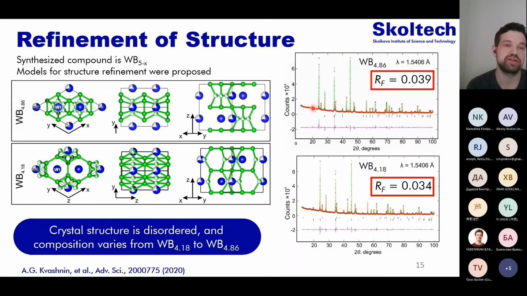we propose several models of tungsten boron 5 minus X compound, which have the compositions and structures shown here. So the compositions are tungsten boron 4.86 and tungsten boron 4.18. And if we consider the X-ray diffraction patterns from these two models, we can see a perfect match between our data and experimental data. Thus, we can conclude that the crystal structure of the obtained sample is disordered, and the composition may vary from tungsten boron 4.18 to tungsten boron 4.86.